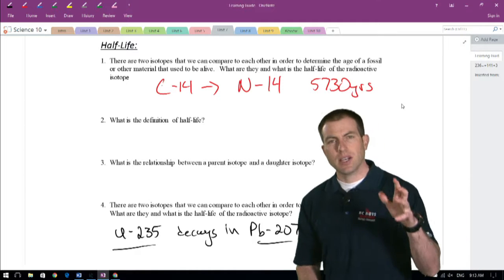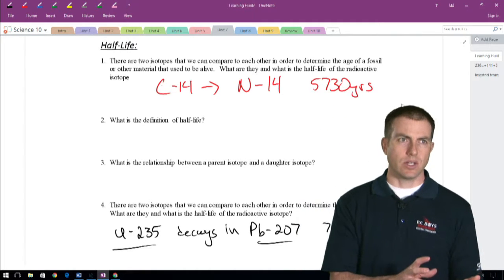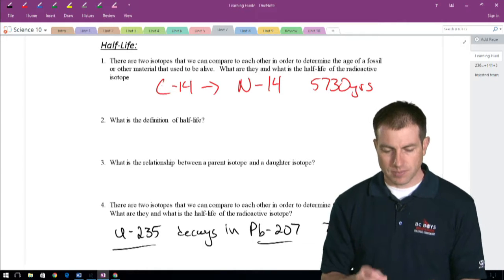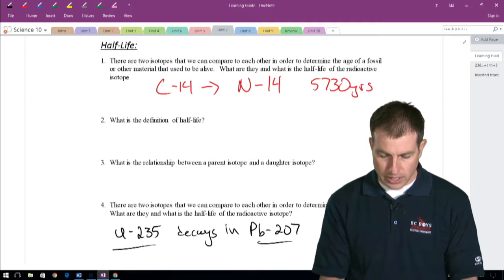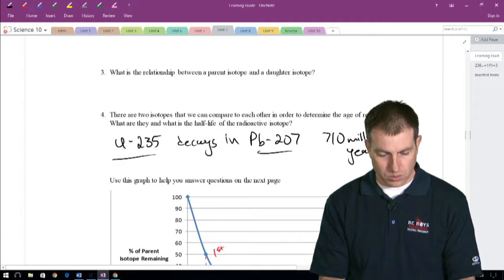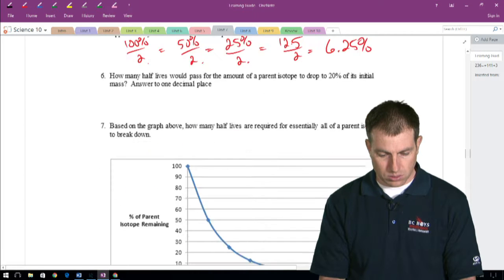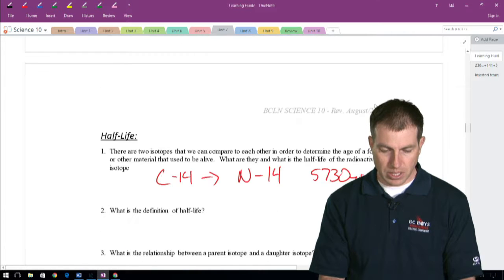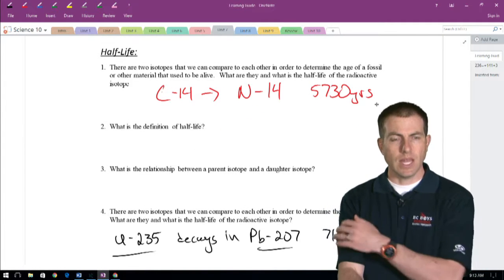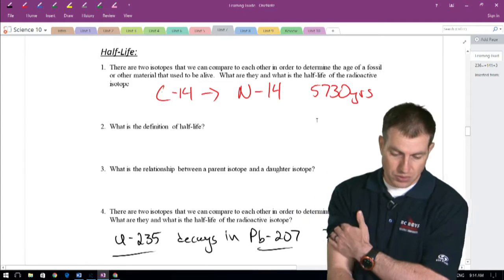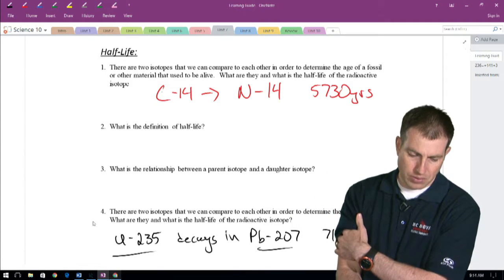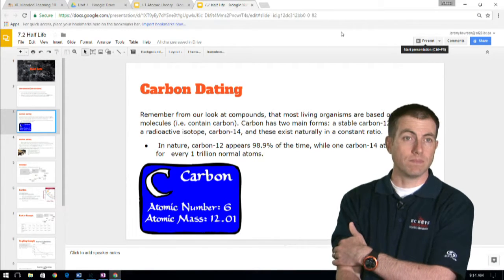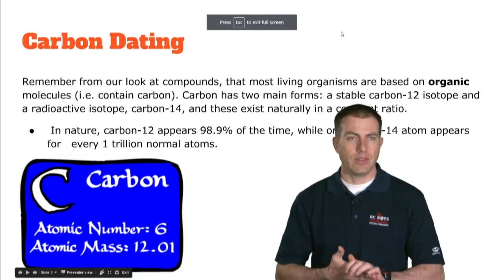I did my best to kind of match the slides up with the questions that are here. So it says half-life, there are two isotopes that we can compare. All of these questions will end up popping up at some point in the notes until we get down to some of the other stuff at the bottom. So just do your best to read the question and then see if you can write down the answer. And if you think I've skipped something, you can just say, hey, Mr. Borden, I didn't get number 2. And it's likely it'll either appear or we can go find it.